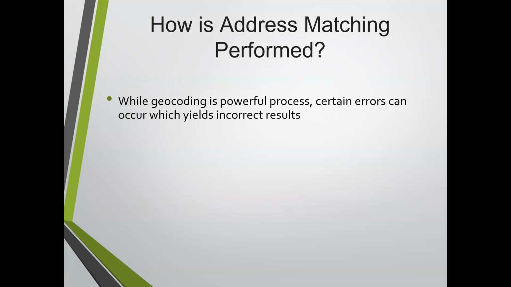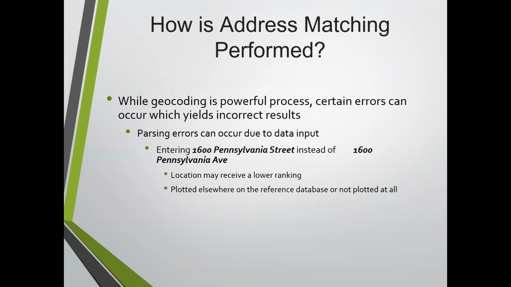Okay. So again, we talked about this. It's a powerful process, but a lot of errors can occur. Parsing errors can occur due to data input. So this would probably be the user inputting that number. Like I said, if we typed in 160 versus 1600 Pennsylvania Avenue, or we spelled Pennsylvania wrong, that would give you an error. Because we type certain values in differently, it's going to give us a lower ranking, and it may be plotted elsewhere in the database if it found a match.